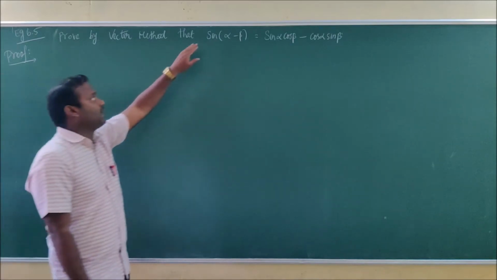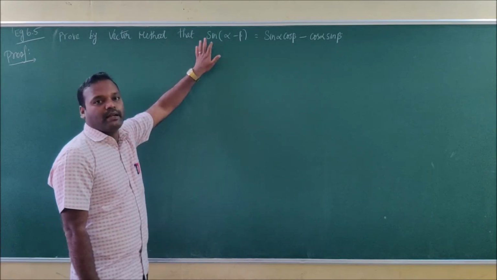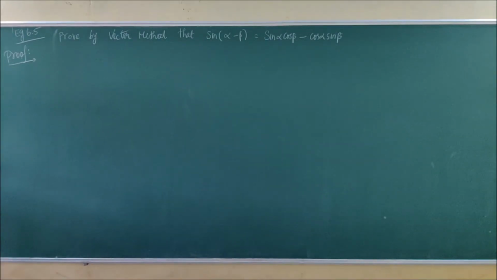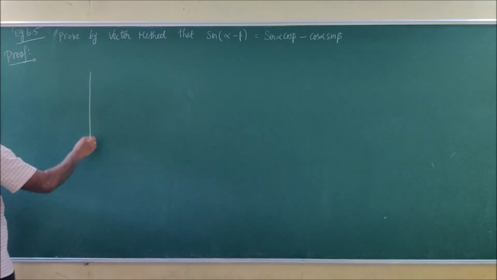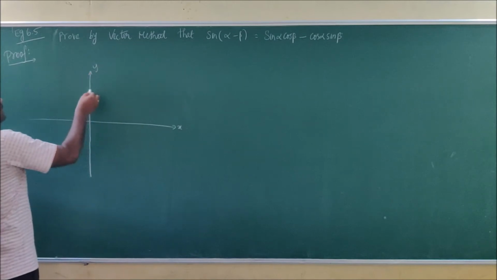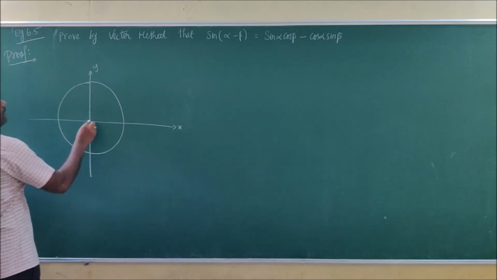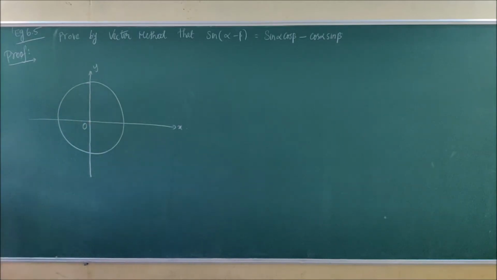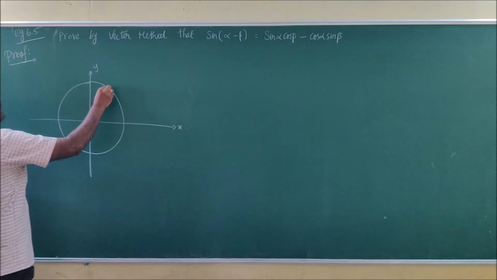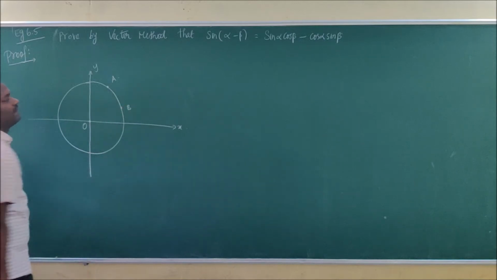And in the formula for cos we have to use the dot product, and in the formula for sin we have to use the cross product. That is the major difference in these two problems. But the procedure is the same, the diagram and all those things are the same. So first we have to consider a unit circle. This is the x and y axis. I am going to consider a unit circle with the center O, and you have to select 2 points on the circle. So this point is A, and you have to take another point as B.